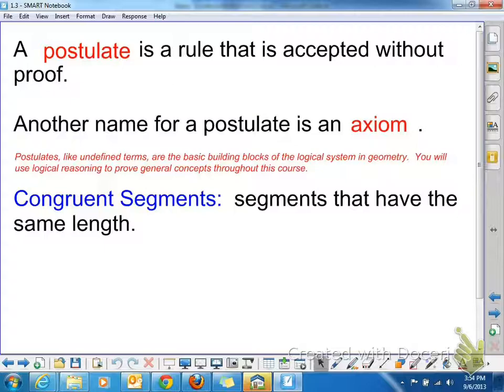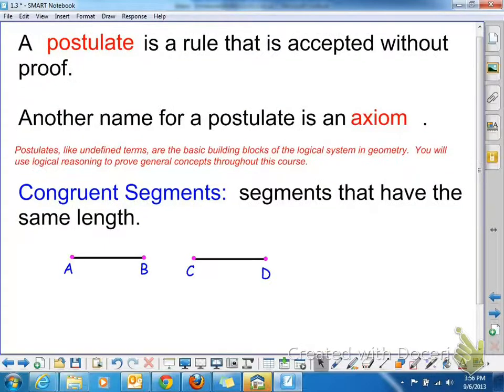Congruent segments. They're segments that have the same length. Given segments AB and CD, if they each have a measure of 5, then we would say that segment AB is congruent to segment CD. And you would mark that using these small hash marks.